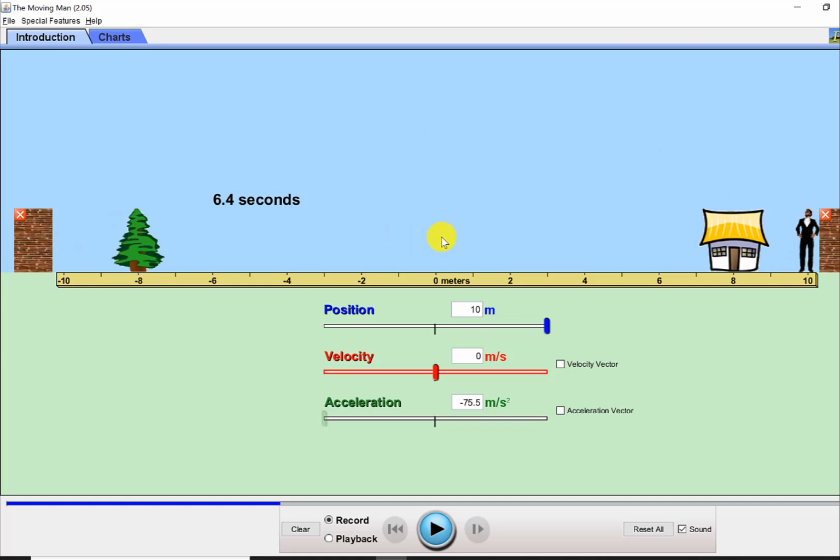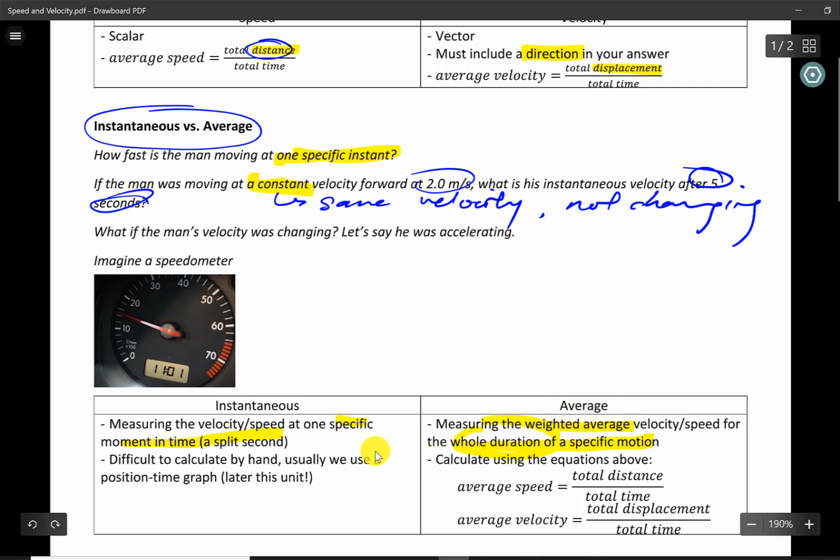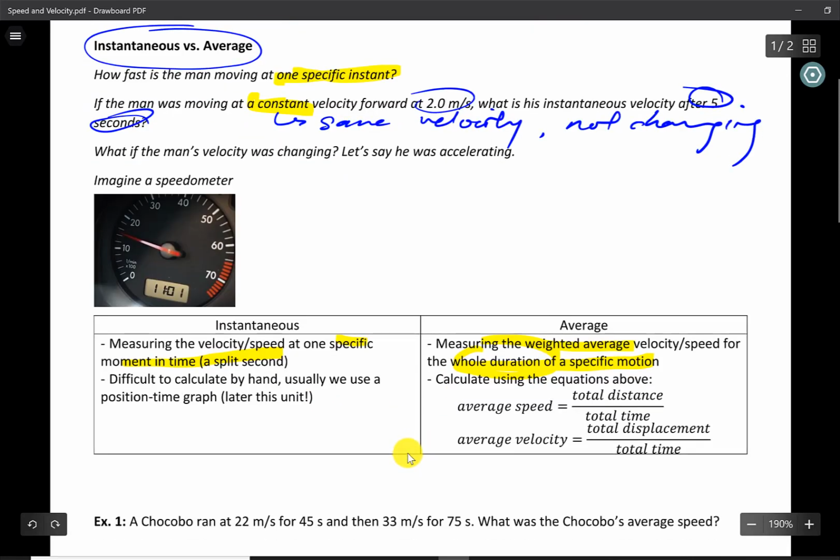If we look, we could find his average velocity for that entire trip. His instantaneous velocity was constantly changing, but for his average, let's take a look at what that means. If you look at the top, we could use these equations for average speed and average velocity.